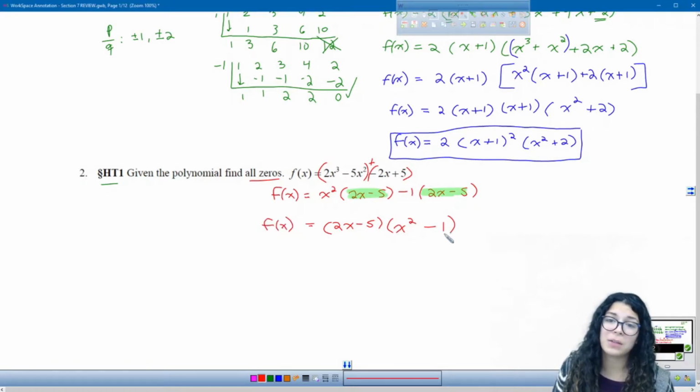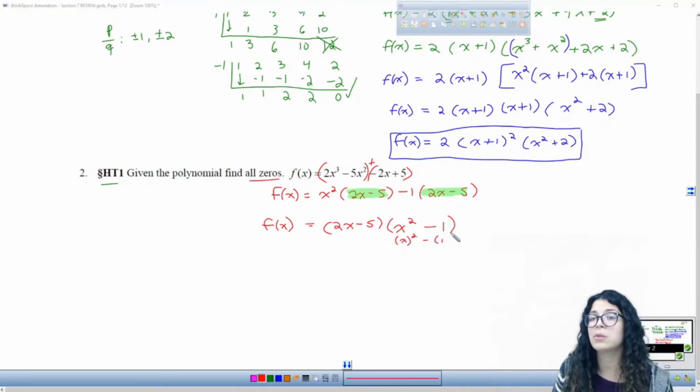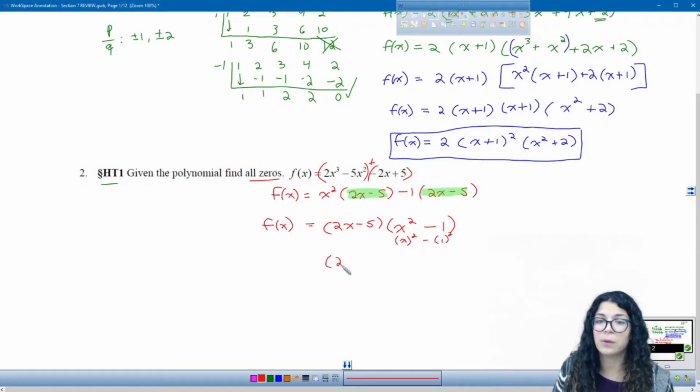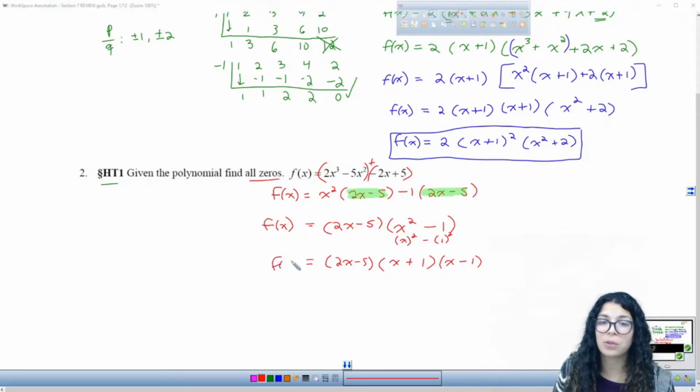Now, x squared minus 1 is actually the difference of squares, right? This is x squared minus 1 squared. So this actually factors further. So the full factored version of this is 2x minus 5 times x plus 1 times x minus 1, because that is the difference of squares. And so this is the factored version.